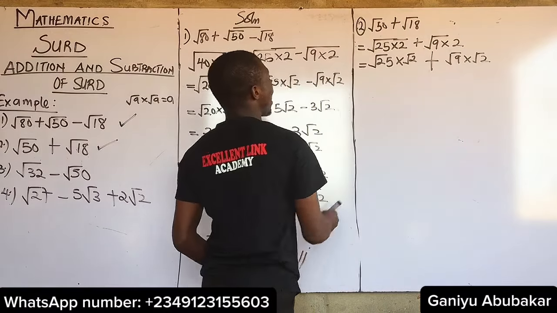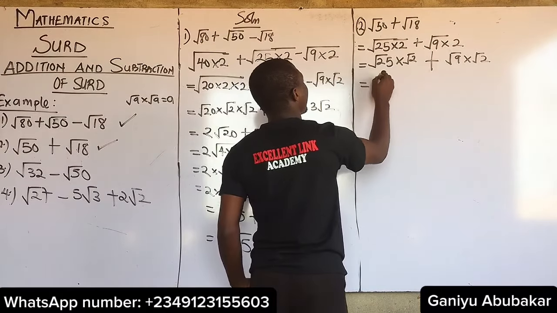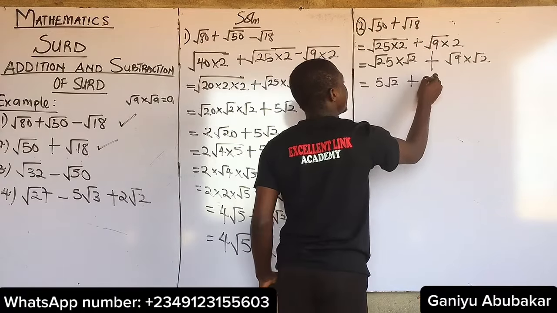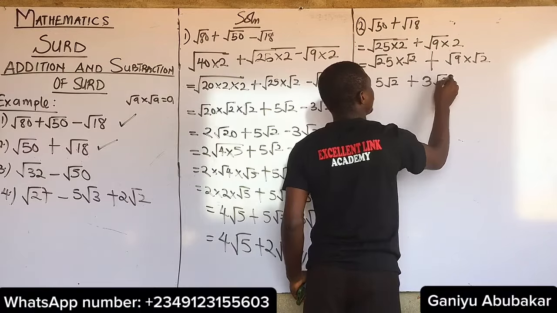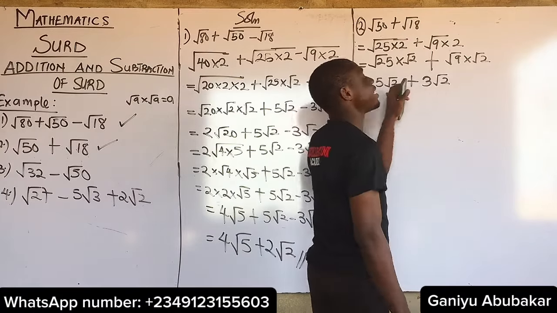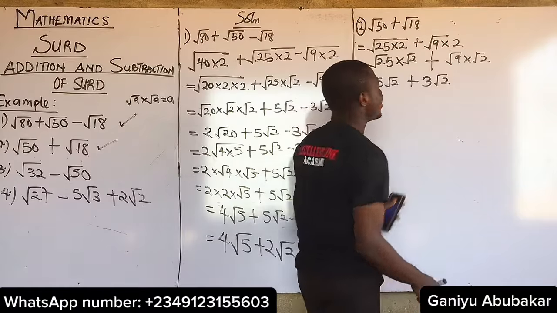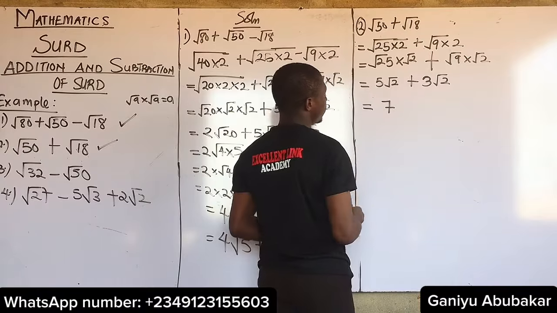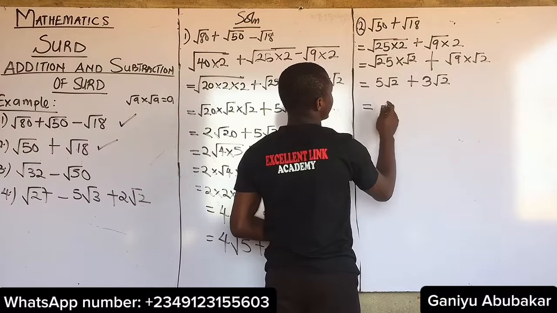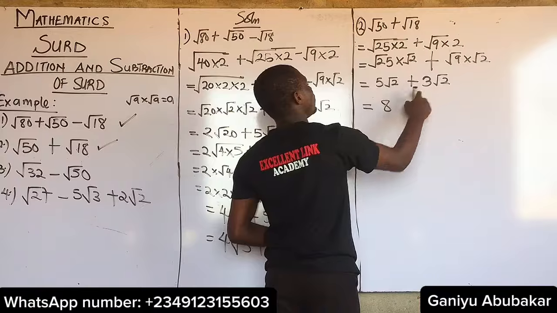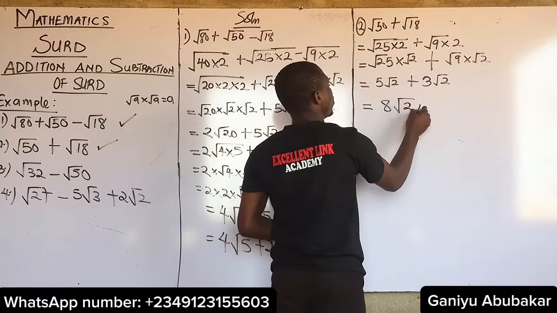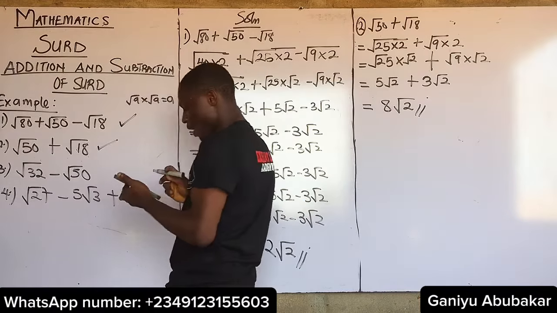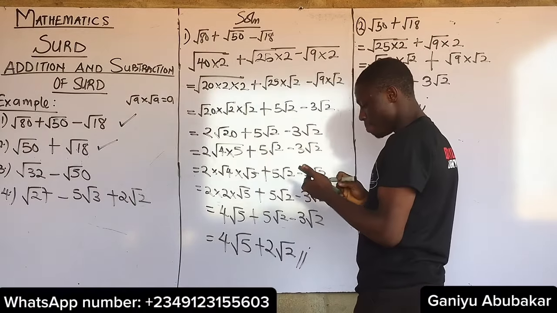Separate them. At this point here, root 25 will give 5, then I have root 2, plus root 9 will give 3, then I have root 2. Observe that these two are similar, so they can add. So 5 plus 3 will give, sorry, 8. 5 plus 3 will give 8. Next up I have root 2. This becomes my answer after solving example 2 there.